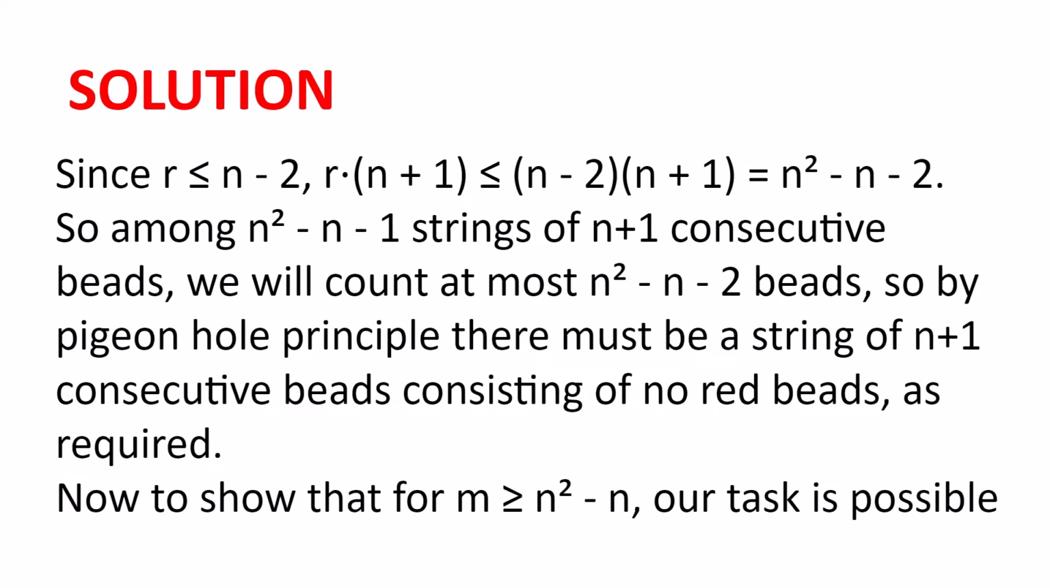Now, since r is less than or equal to n minus 2, r times n plus 1 will be less than or equal to n minus 2 times n plus 1, which is equal to n squared minus n minus 2. So among n squared minus n minus 1 strings of n plus 1 consecutive beads, we'll count at most n squared minus n minus 2 red beads, and so by the pigeonhole principle, there must be a string of n plus 1 consecutive beads consisting of no red beads, as required.